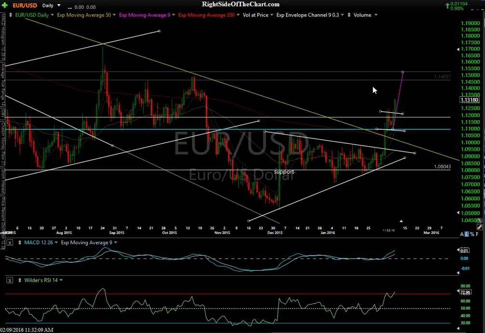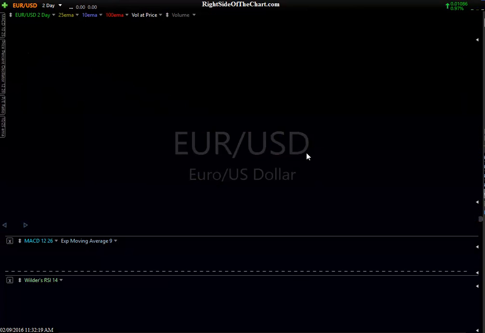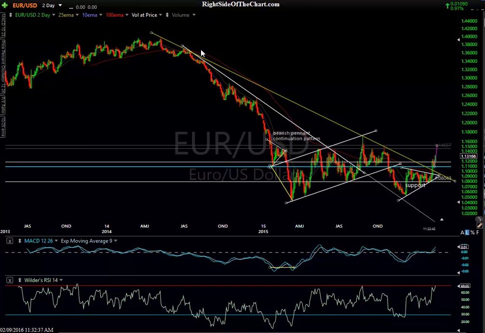I usually like to take my profits, so I have a resistance zone. But again, I don't think that happens just yet. This is now a 2-day period. I just wanted to take a look at the bigger picture. And the bigger picture shows this trend line.